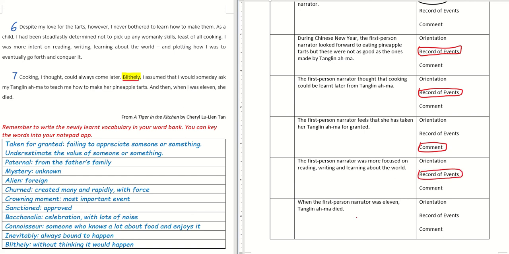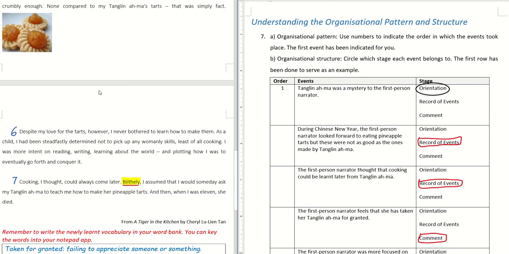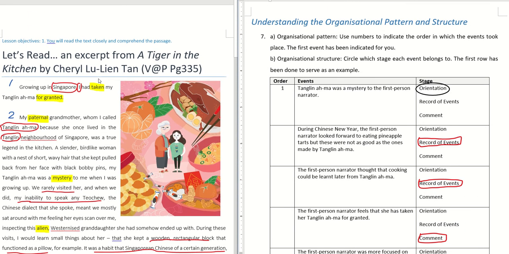And when the first person was 11, Tanglin Ama died. Okay, so that was also a record of events. Okay, so let's do the organization pattern first.